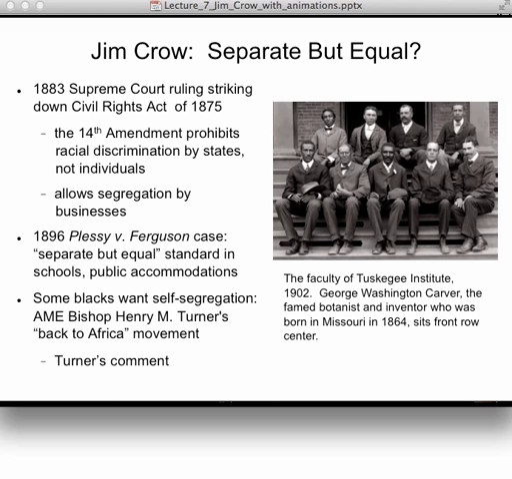Now, in response to Jim Crow, African Americans took a number of different approaches. One approach was pioneered by a bishop of the African Methodist Episcopal Church, Henry M. Turner, who decided that things were so bad for African Americans that the only thing to do was to go back to Africa. And so he began to try to organize people to move back to Africa to escape from Jim Crow.